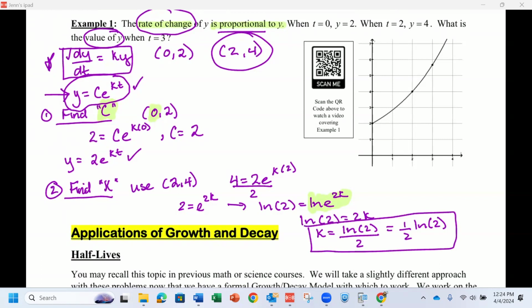So any questions on how I found k? So now I can start writing the equation so I can answer the question. So now my equation is going to be y is equal to 2, that's the c value that I found, times e raised to that 1/2 times the natural log of 2 times t.